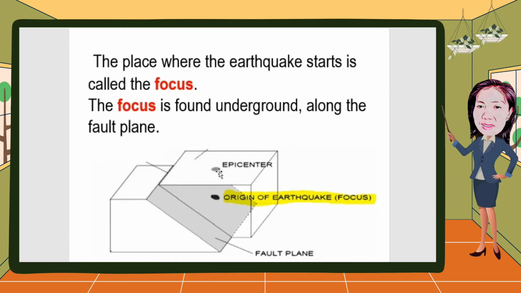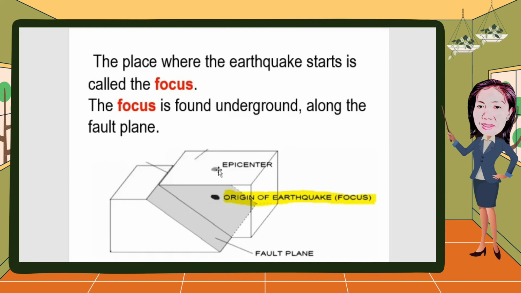The epicenter now is seen in the Earth's surface. Ito yung spot directly above the focus. So for example, this is the focus nasa ilalim. Gagawa tayo ng line palabas sa Earth's surface. Yun ang spot is what we call as the epicenter.